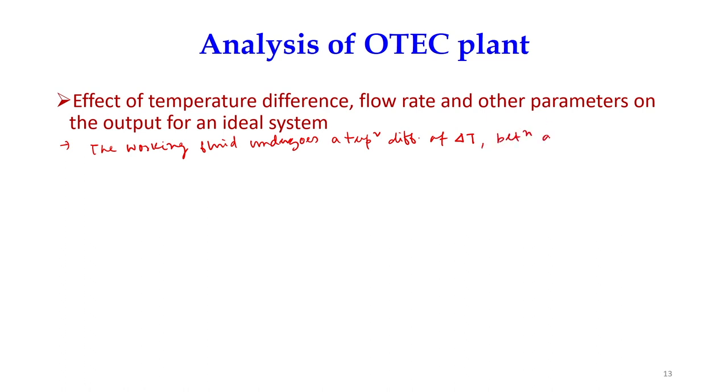Between a source temperature Th and sink temperature Tc. Okay? That means we can write, delta T is Th minus Tc. This may be equation A.